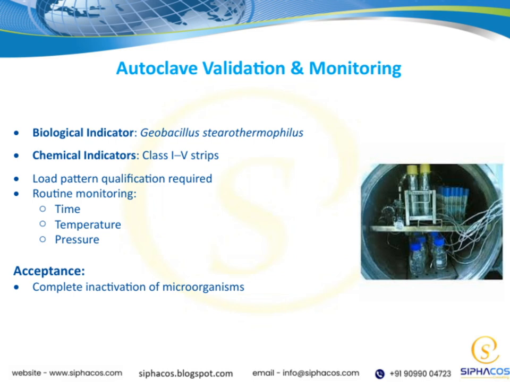In addition to biological indicators, we also use chemical indicators, like class I through V strips. These provide a visual confirmation that the sterilization cycle has been completed. However, they are not sufficient alone. That's why load pattern qualification is necessary to ensure our specific load types are being properly sterilized.